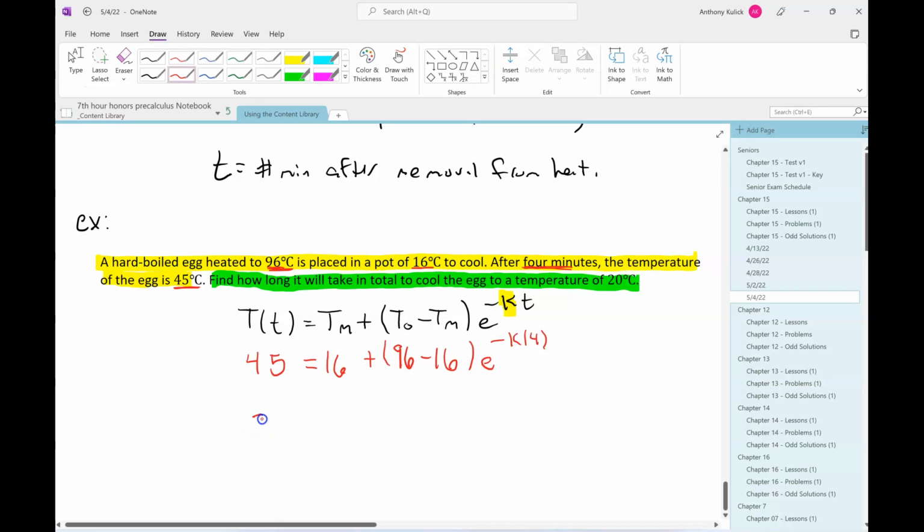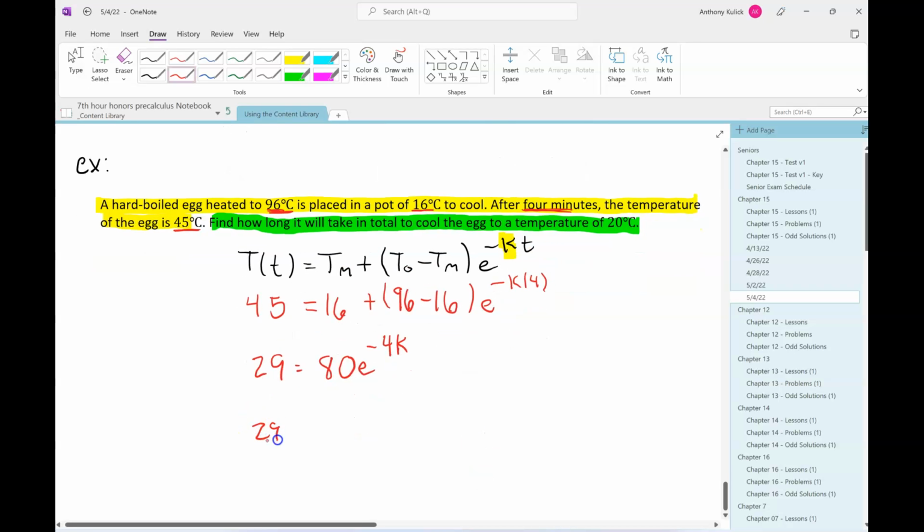Subtract the 16 from both sides. Very good. I'm going to go ahead and simplify things a little bit at the same time. So 96 minus 16 is 80. Next up, go ahead. Divide by 80. Very good. Again, we want to get that exponential piece by itself.